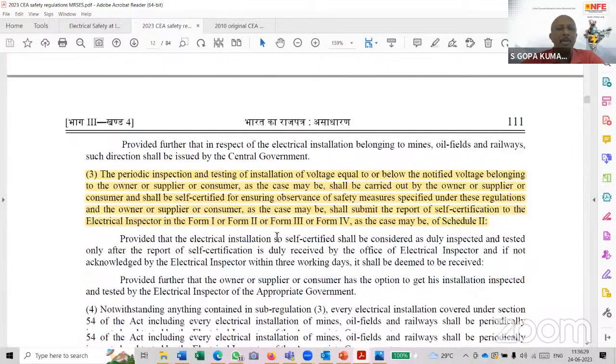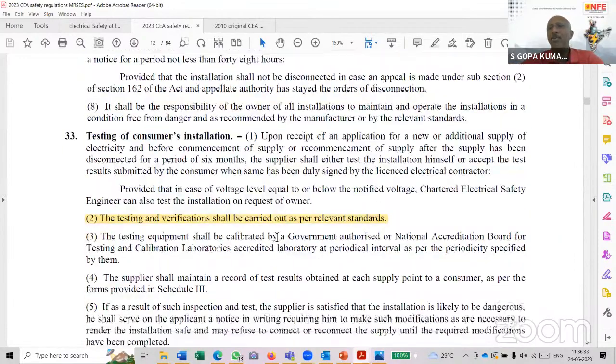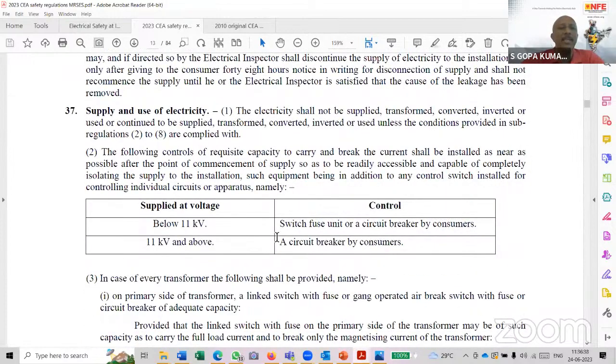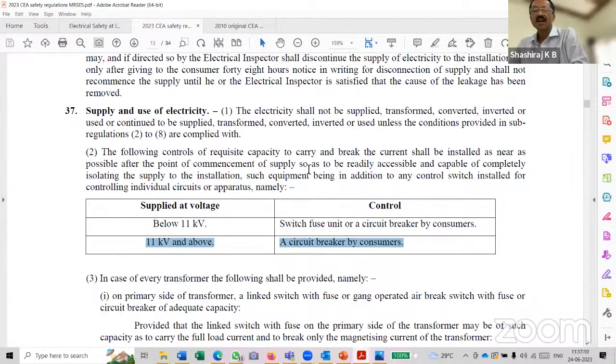Now, coming back to the questions, I have a small question about Regulation 37, which is talking about the supply and use of electricity. My question is to Shashiraj sir. At the point of commencement of supply, in the second table, for 11 kV and above, a circuit breaker by the consumer. So basically, if we read this regulation, it says every consumer of 11 kV and above should have a circuit breaker, maybe a VCB. But earlier, switches were also allowed. Sir, what is your opinion on this?